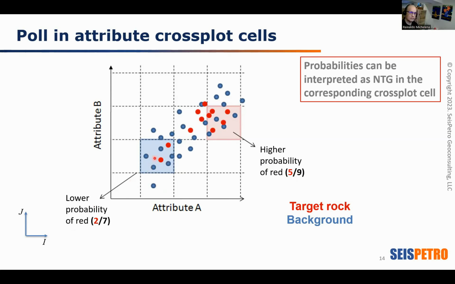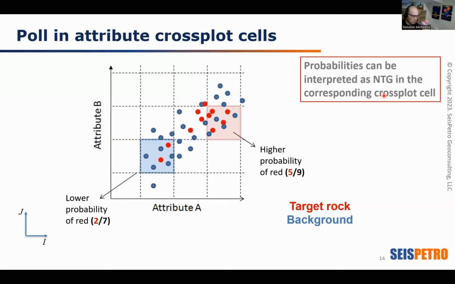And when we see this definition of how we compute this probability, based on the probability definition, we can interpret the probabilities as the net to gross of the corresponding cross plot cell. So that's the interpretation of the probability. This is one of the pieces of information that we can extract from the cross plot. And the other is a measure of reliability.